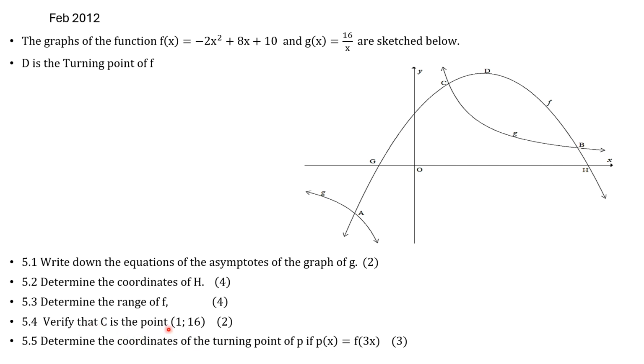Verify that C is the point (1; 16). We're going to use points of intersection to calculate C. And then they want us to determine the coordinates of the turning point of p if p of x equals f of 3x for 3 marks. So you can pause here, attempt to answer as much as you can, and what you struggle with, you can follow as I go through the solutions. Let's look at problem number 1.